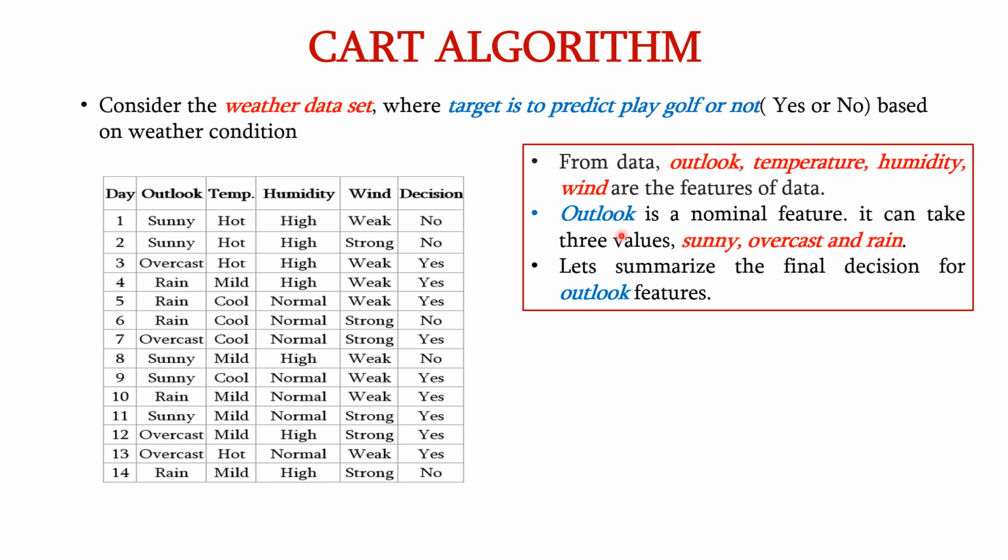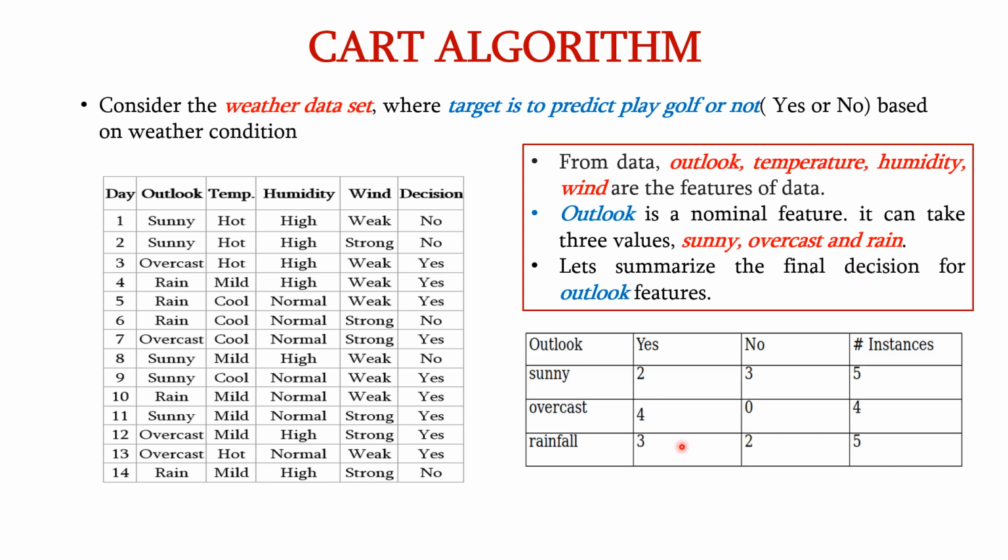First, consider the outlook feature. It can take three values as per the table, that is sunny, overcast and rain. Let's summarize the final decision for each of these values for the outlook feature, which is given here. So we have the outlook column, the decision yes or no columns, and the total number of instances.